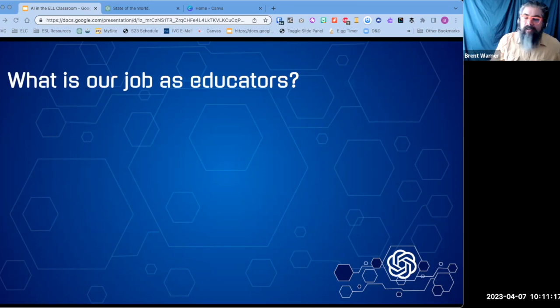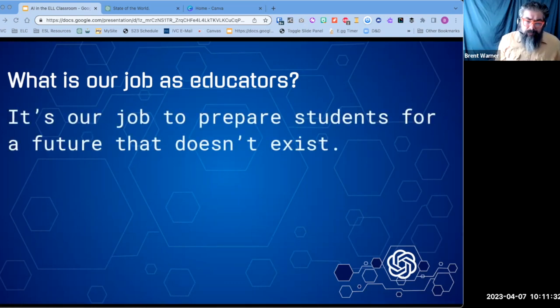So what is our job as educators? When we take off the ESL lens that we look through everything with, we really do need to understand the bigger picture of things and how all of this is connecting. And so it is our job, regardless of what field we teach in, as educators to prepare students for a future that doesn't exist, right? And so we need to be extra careful about that, because if we're really thinking about that, we cannot sit around and hide technology from our students.